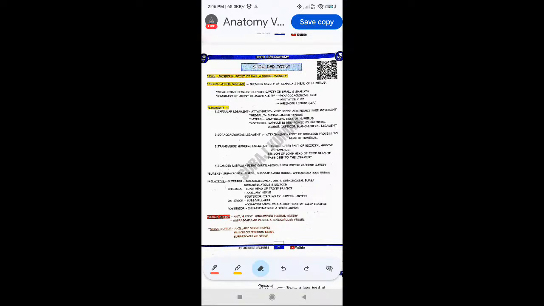Stability of the joint is maintained by the following factors. One thing you need to remember: the glenoid cavity of the scapula and the head of the humerus form the shoulder joint, a ball and socket type of synovial joint. It is a weak joint because the glenoid cavity is small and shallow. The head of the humerus is almost 4 times the size of the glenoid cavity of the scapula.